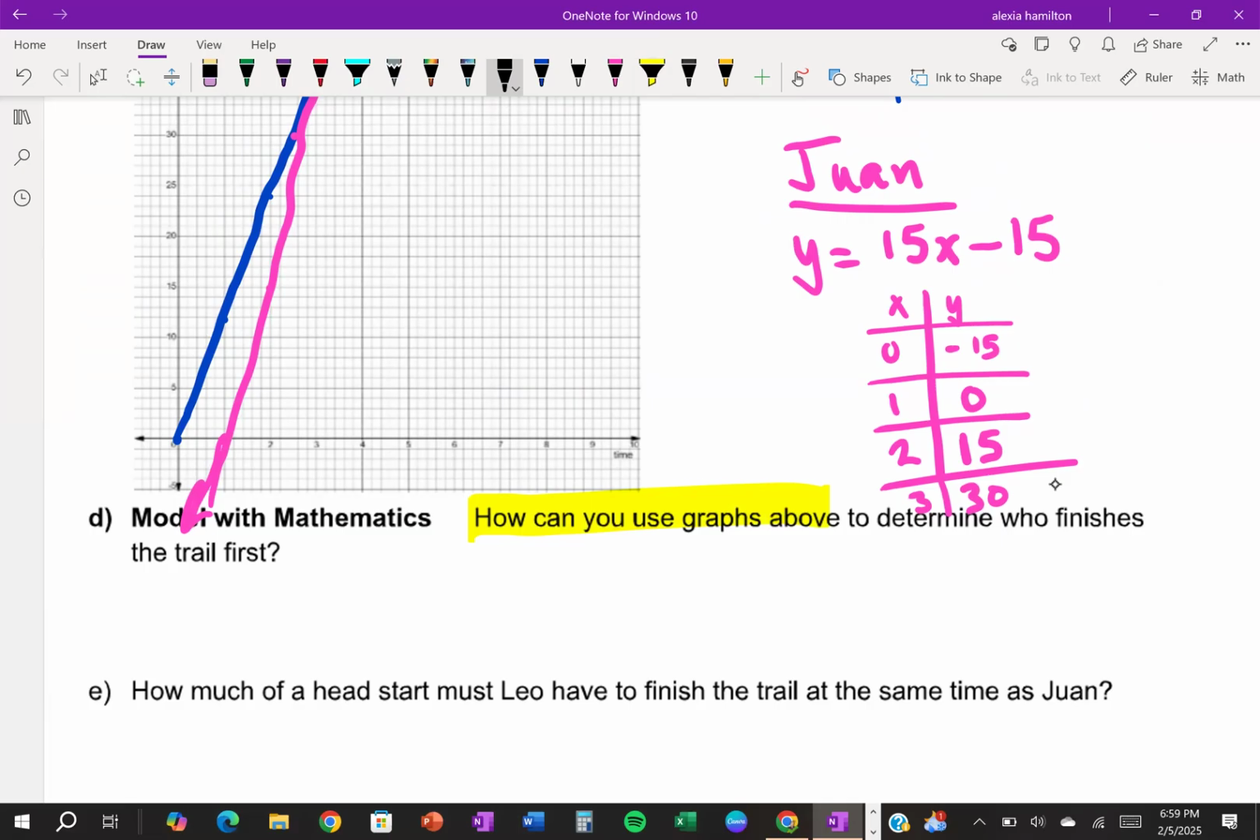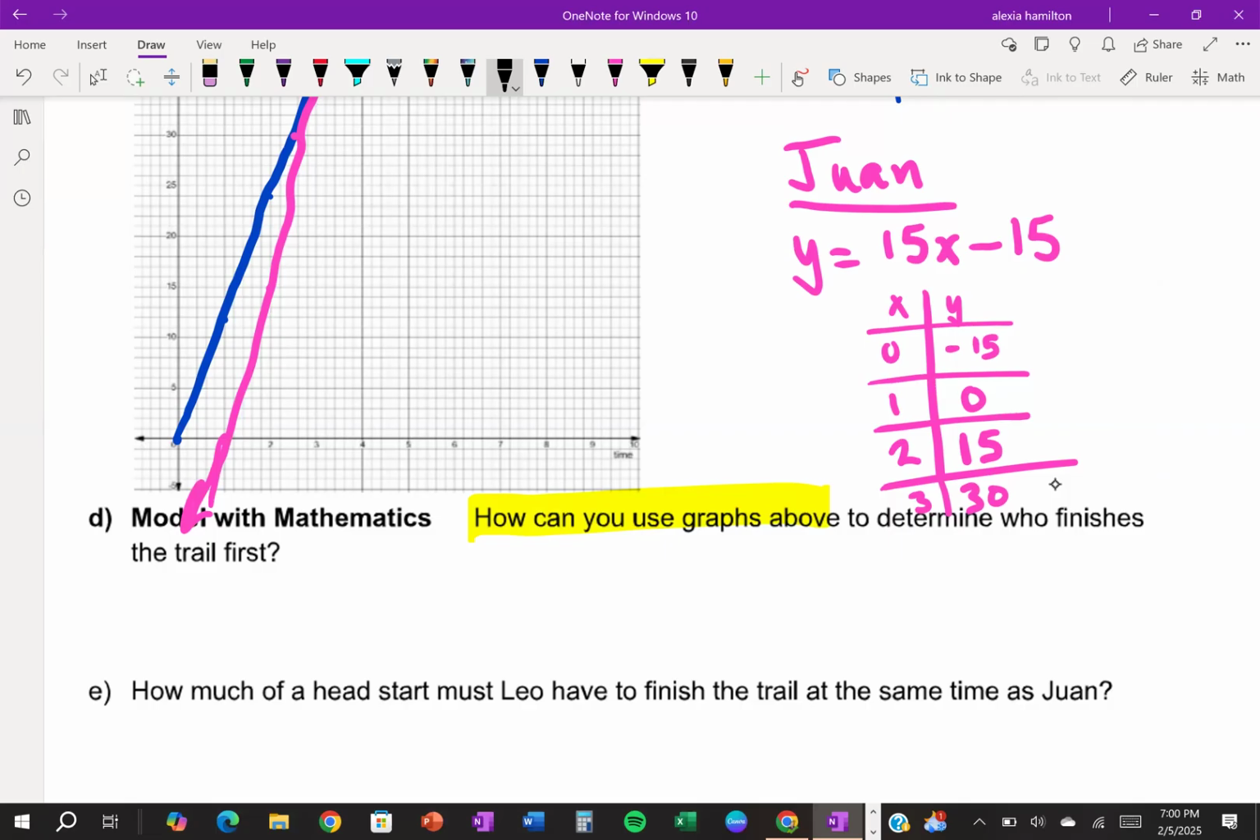So take a minute or two, pause me, and answer the question. Come up with how you can use the graph above. All right, so normally I would ask you as table groups to give me options, and hopefully that has happened. If not, sub. I appreciate all the work that you're doing for me right now.